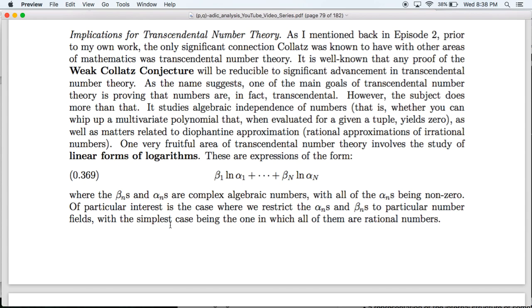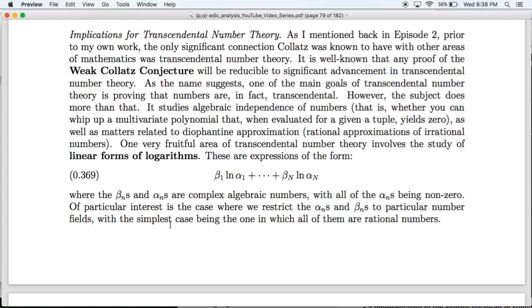However, transcendental number theory does more than that. In particular, it studies the algebraic independence of numbers, which is whether you can whip up a multivariable polynomial that, when evaluated at a given tuple of numbers, yields 0. And it's also related to matters of Diophantine approximation, rational approximations of irrational numbers.